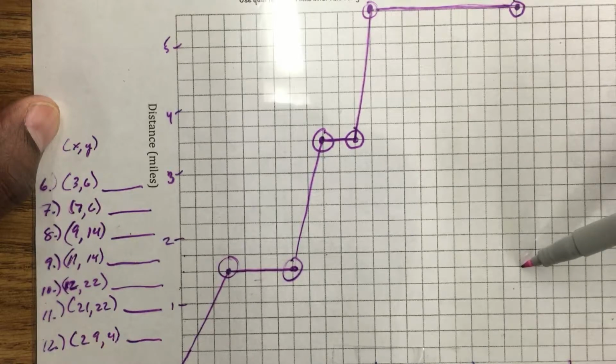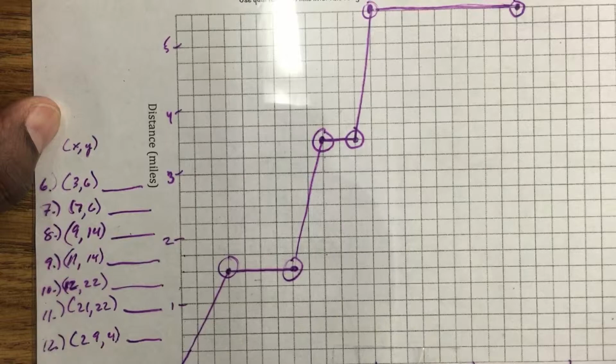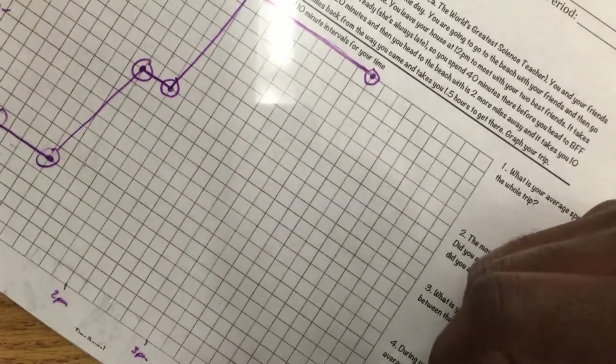Okay, but it says 4.5. So if 4 blocks was 1 mile, half a mile would be 2 blocks. So we go 1, 2. So this is 4.5 miles back from where we came. And it said it took us an hour and a half to get there. Okay, we go 1, 2, 3, 4, 5, 6 blocks is 1 hour. Plus 30 more minutes. 10, 20, 30. That's an hour and a half. Should be a dot there. Okay, and then we can connect these.